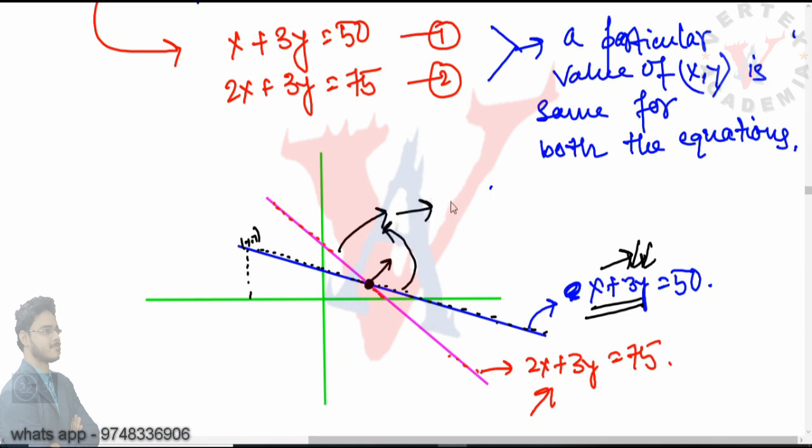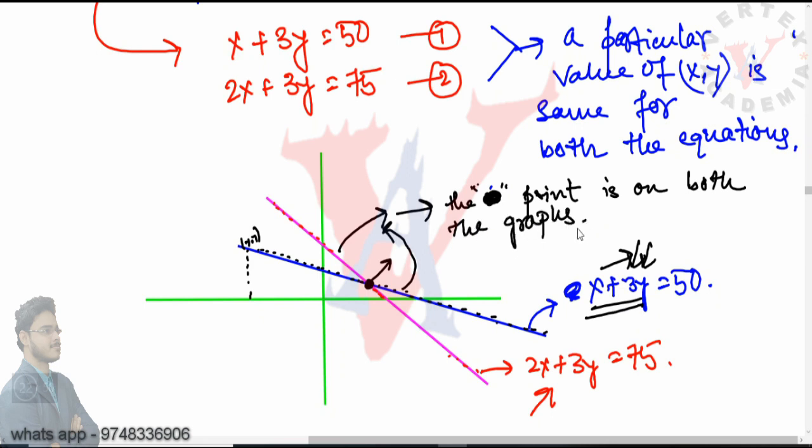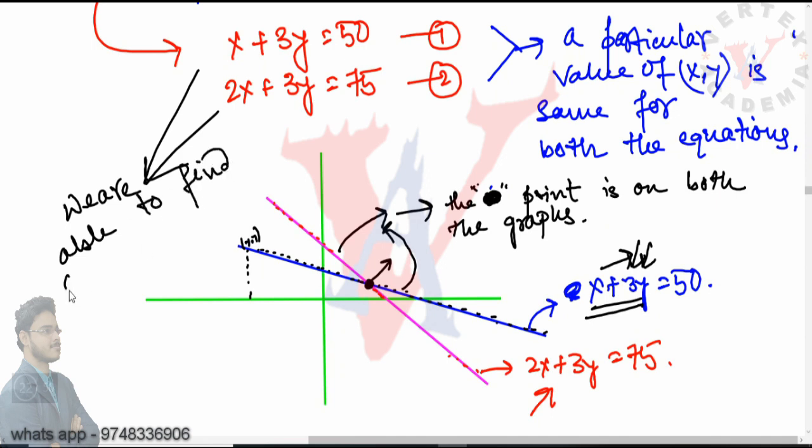That is this black point. I am representing it like this. The black point is on both the graphs. That is, this point is a solution of both the graphs. Now we have finally come to the point where we are able to find a solution.